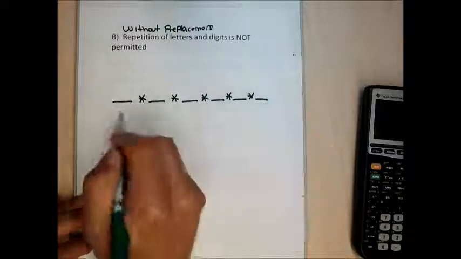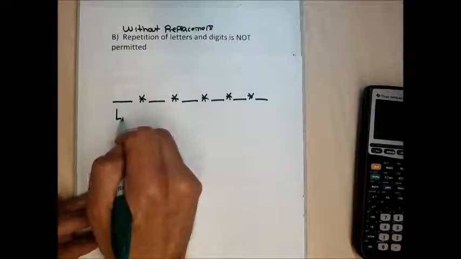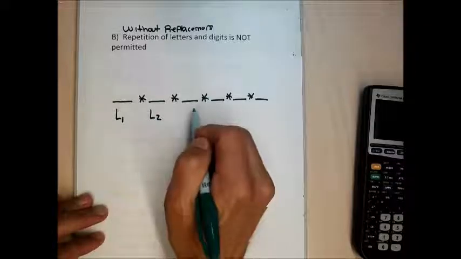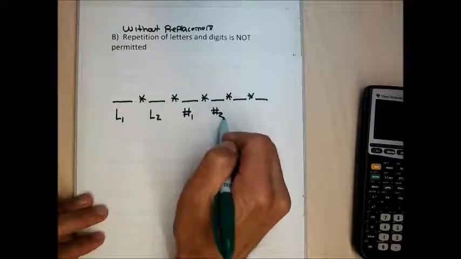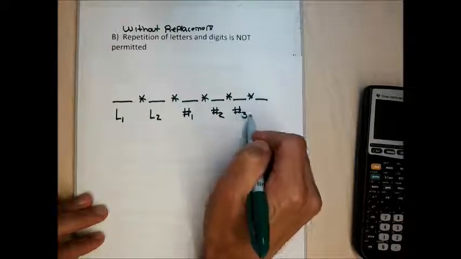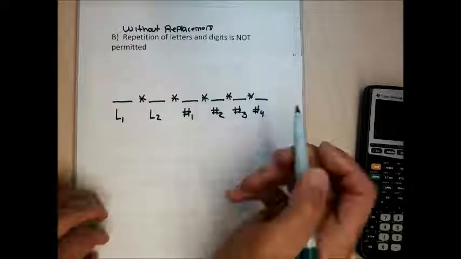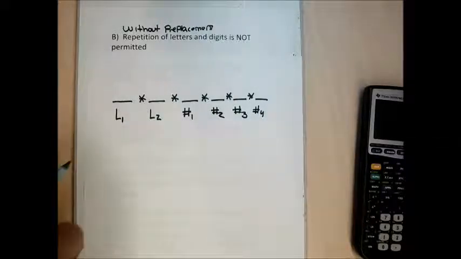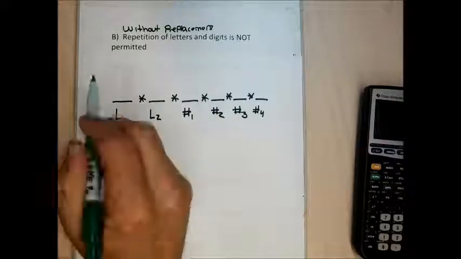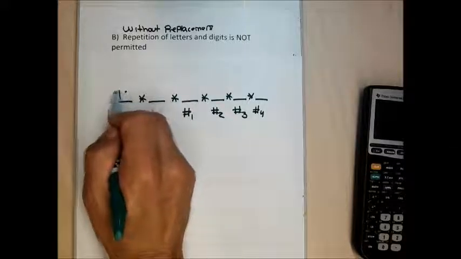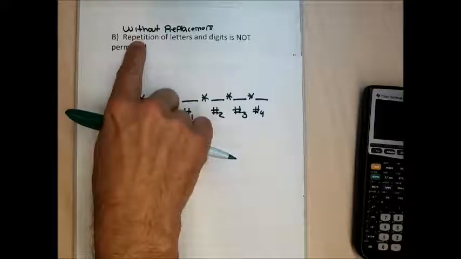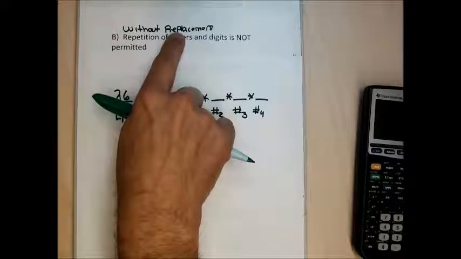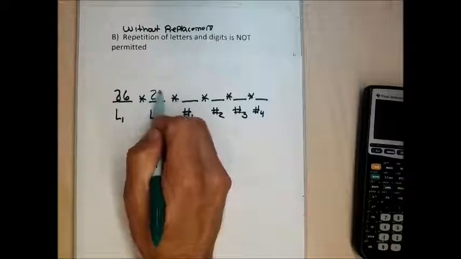So my 6 experiments are getting a first letter, I'll just say letter 1, letter 2, and then number 1, number 2, number 3, and number 4. I have the same 6 experiments, but I'm not going to get the same numbers in each of the slots. For the first letter, I have all 26 letters in the alphabet to choose from. But for the second letter, because once I take a letter out, I'm not allowed to use it again, I'm not going to put it back and make it usable.